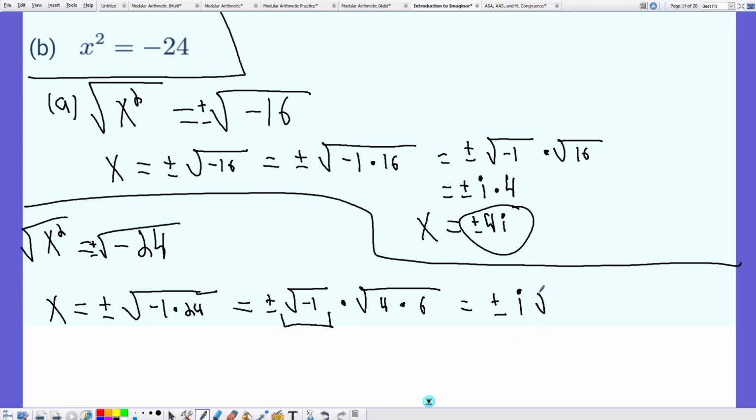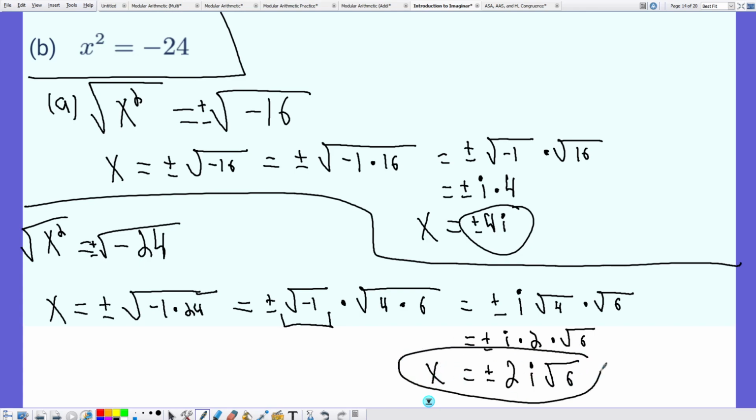Then we have the square root of 4 times the square root of 6, which becomes plus or minus i times, well, the square root of 4 is 2, times the square root of 6. And the way we're going to typically write this out is plus or minus 2i square root 6. And that's going to be what x is equal to.